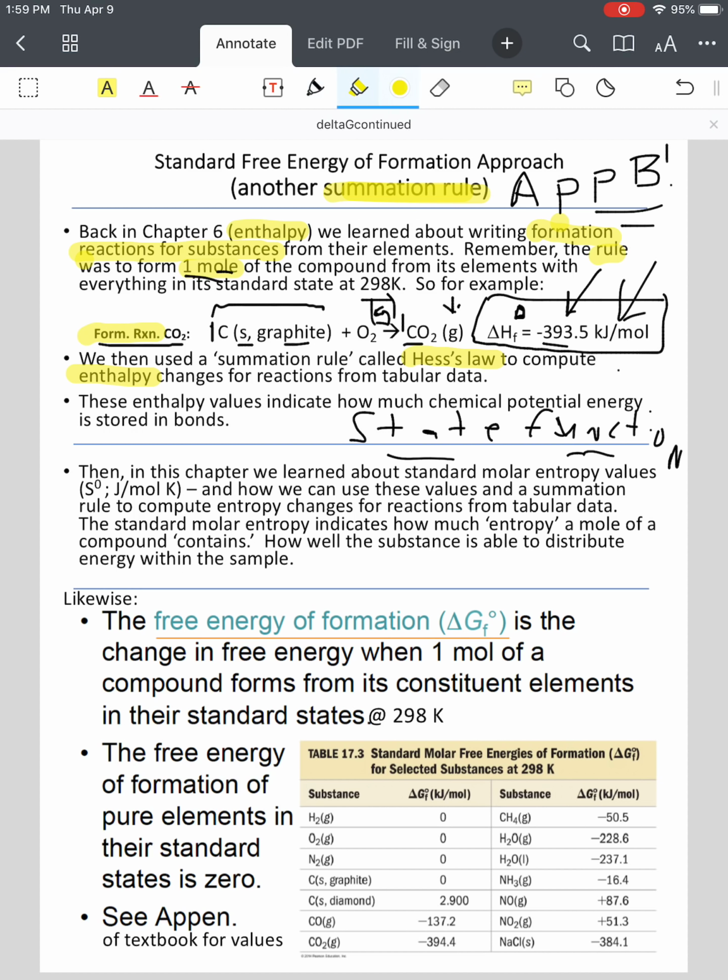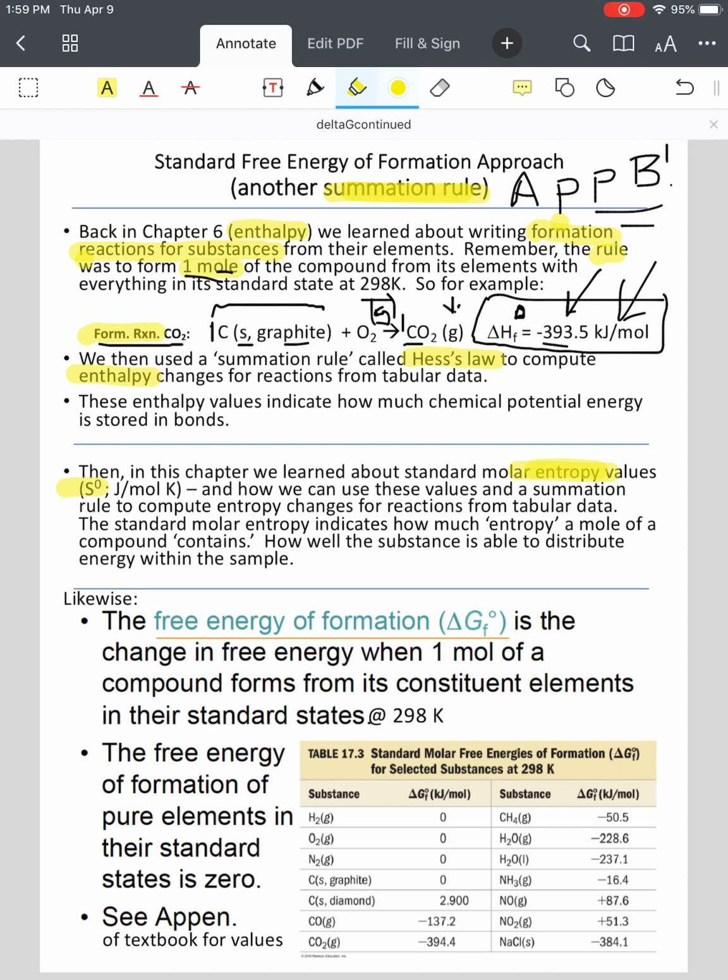Now, the enthalpy values that you computed back in Chapter 6 tell us something about how much chemical potential energy is stored in the bonds of molecules, okay? So these delta HF0 values, or standard heats of formation, tell us how much chemical potential energy is stored, okay? Now, earlier in this chapter, we learned about entropy. We gave that the symbol S0. Specifically here, standard molar entropy has units of joules per mole per Kelvin.